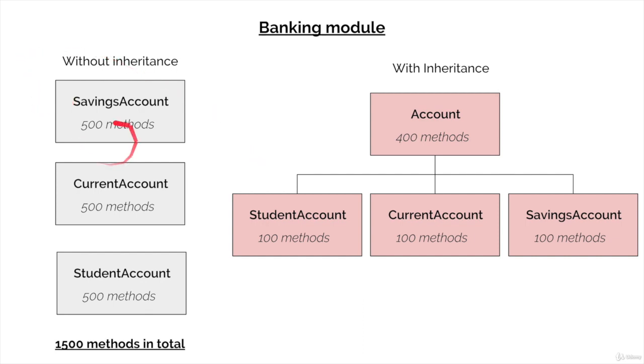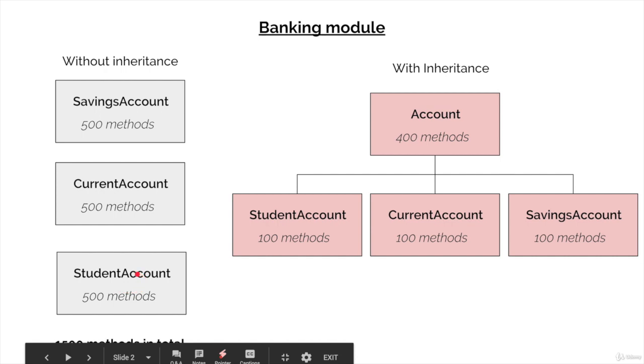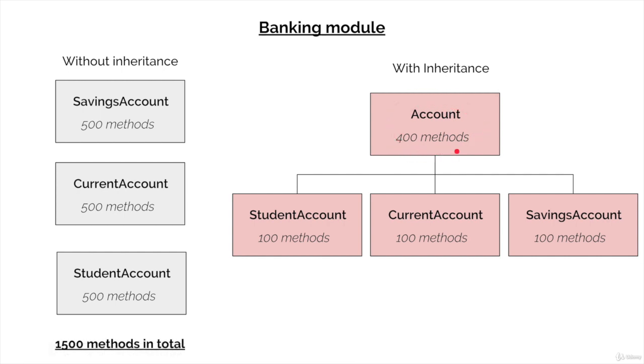In this method, you have to write the withdraw function in savings account, in current account, and in student account. So in all three places you have to write the withdraw function. But over here you have to write the withdraw function once in the account class, and all three classes can inherit the account class, and by default they have access to the withdraw function. So if a user wants to withdraw from the student account, we call the withdraw function, which is available in the account class. Similarly for current account and for savings account. Now this promotes reusability a lot.